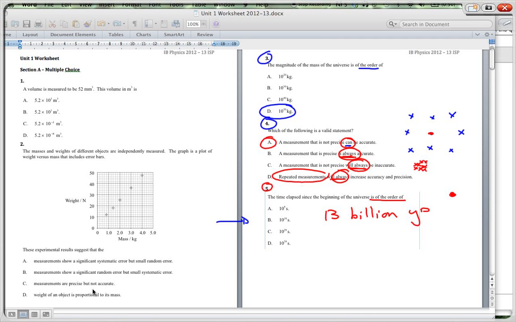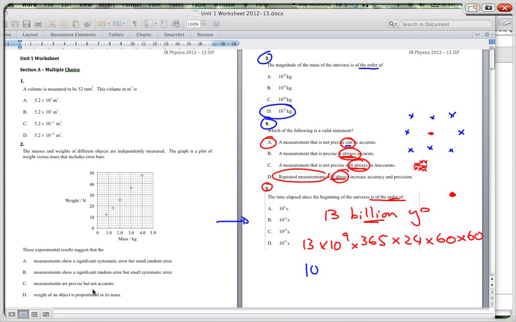It's about 13.4. So let's just see what that is in an order in seconds. So that's 13 billion, which we can write as 10 to the 9. So that's 13 times 10 to the 9 years. And we know in each year there's 365 days, and there's 24 hours, and there's 60 minutes, and there's 60 seconds. Now let's put these into a 10 to the power.